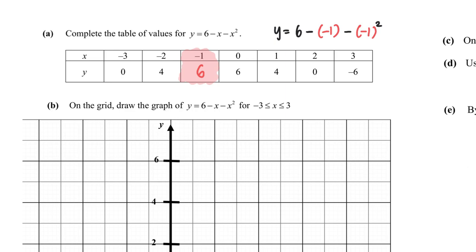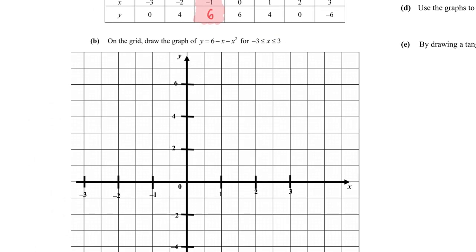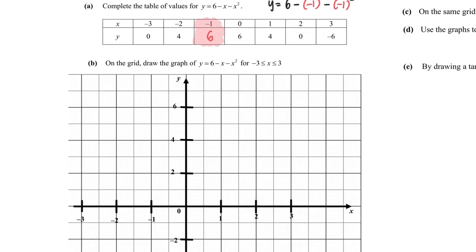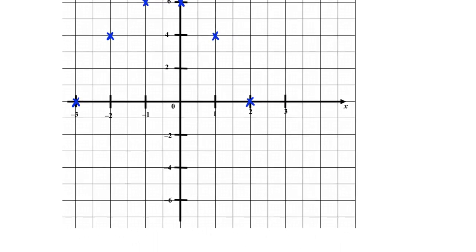As for part B, now it's just to plot all the points given in this table of values. So negative 3 and y is 3 will be here. When x is negative 2, y is 4. Negative 1, y is 6. So 0 and 6. When x is 1, y is 4. When x is 2, y is 0. And 3 and negative 6, so I'm going to shift it down here.